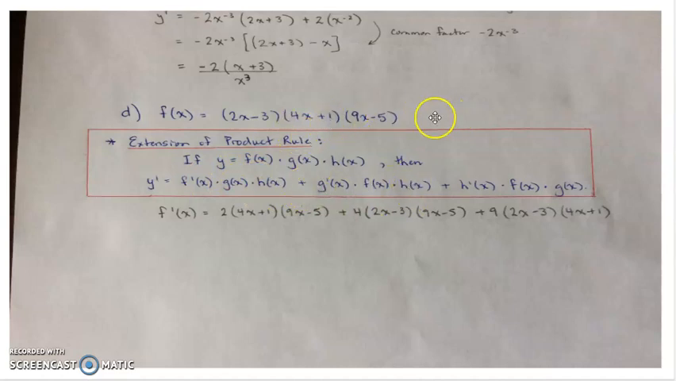And so if you had 4 smaller terms, you would have then 4 pieces to your answer, where each piece would be the product of the derivative of one of the functions times the remaining functions. And they all have to have their term. I didn't bother putting this into factored form, but hopefully that makes sense. And then you have some questions to try.